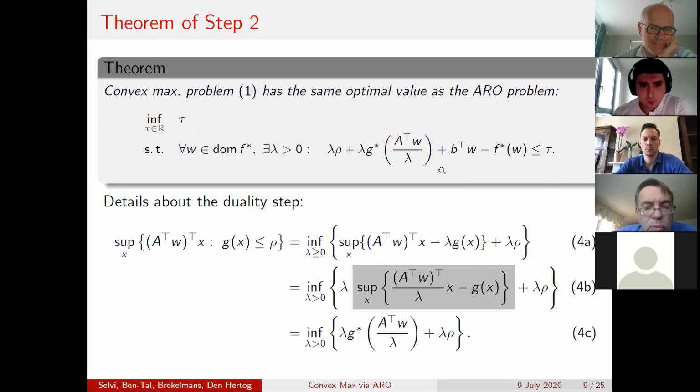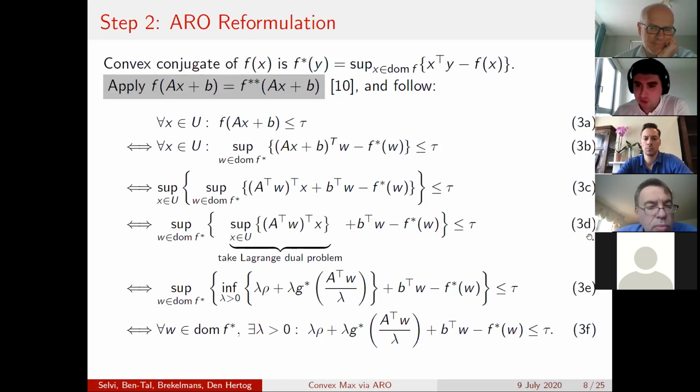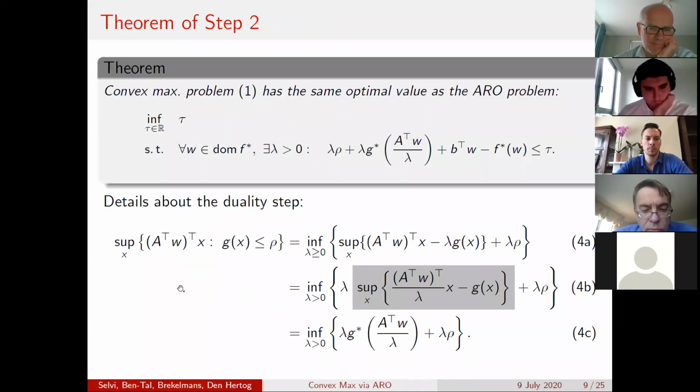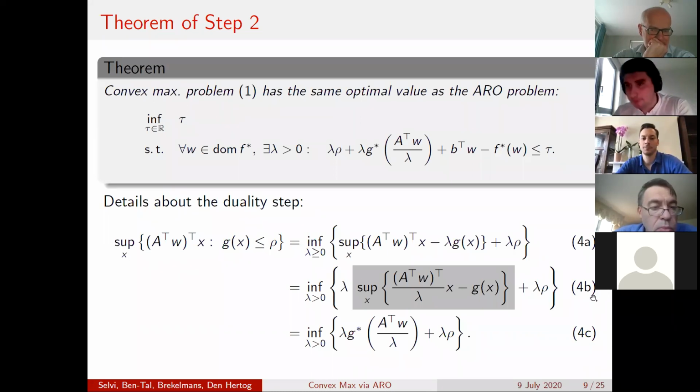And for this purpose, we delve into the duality step. So recall that in 3D, we took Lagrange duality and we obtained 3e. And the details are as the following. So we take this maximization problem, and in 4a, we directly replace the Lagrange dual problem here. And if we take the common lambda term in front of the maximization here, then we have 4b. And the gray highlighted part in 4b is the conjugate of g. And we finally plugged in 4c instead of the maximization over x, and we obtained our general theorem. But by using 4b, we can also take the solution x back as well.